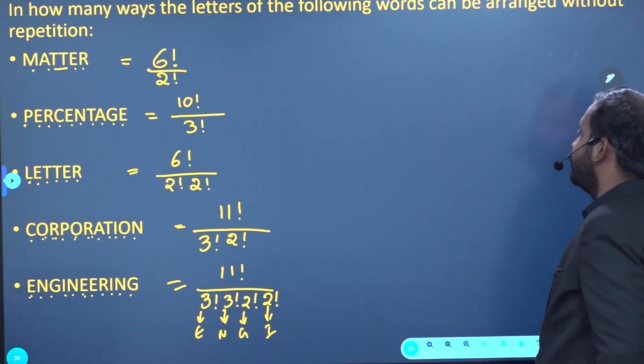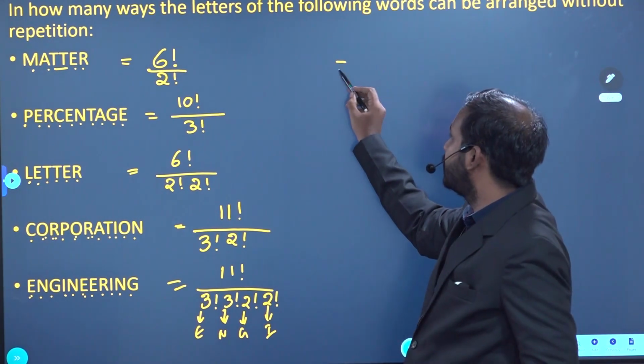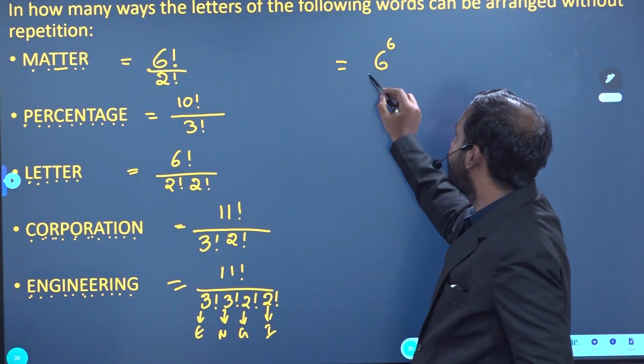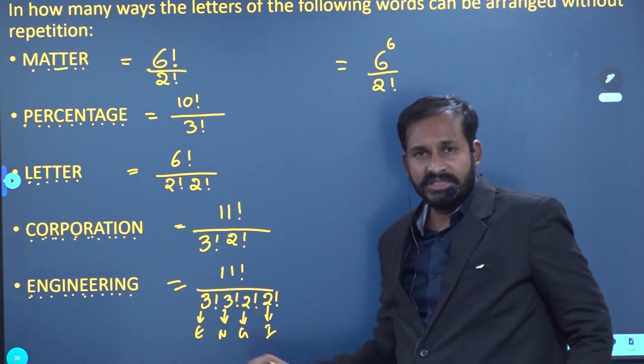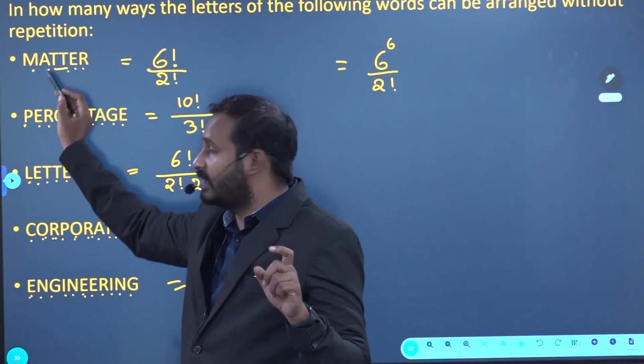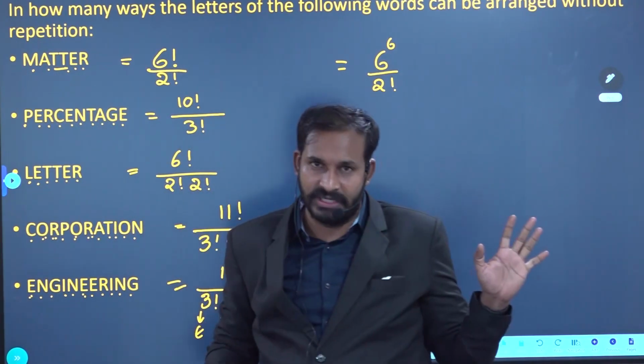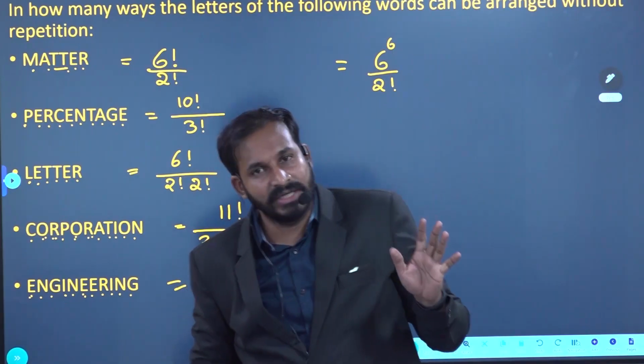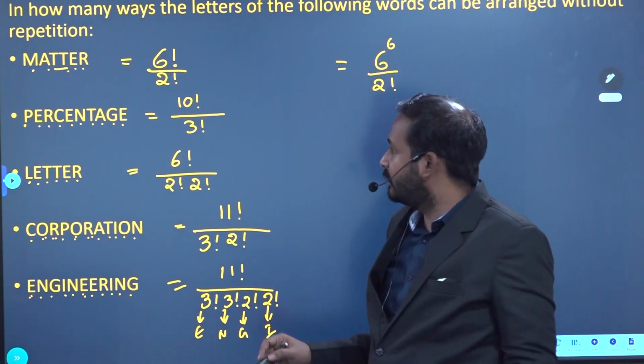For the same examples, if repetition is allowed, what will you get here? 6 power 6 by 2 factorial, as usual. See students, in our permutation concept, whenever the letters are repeated multiple times, immediately we will have the denominator. Keep that in your mind. That's it. Nothing more than that.